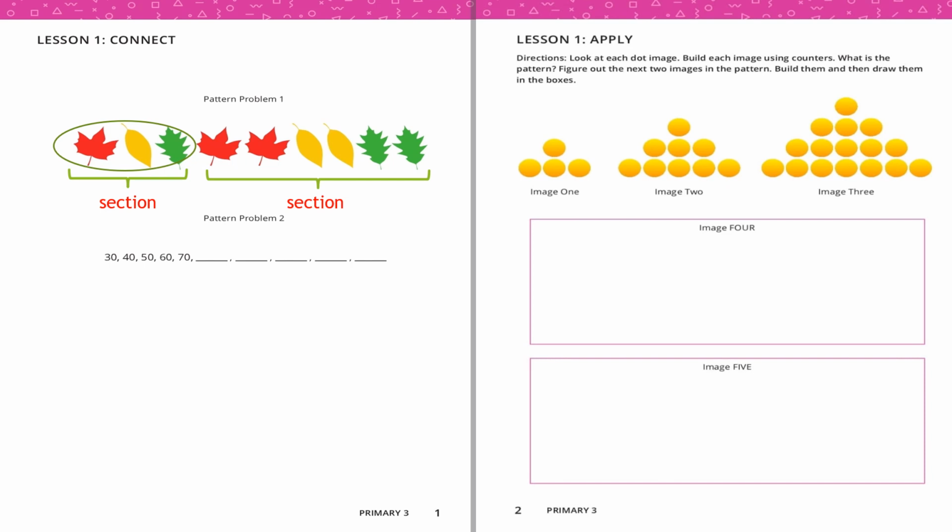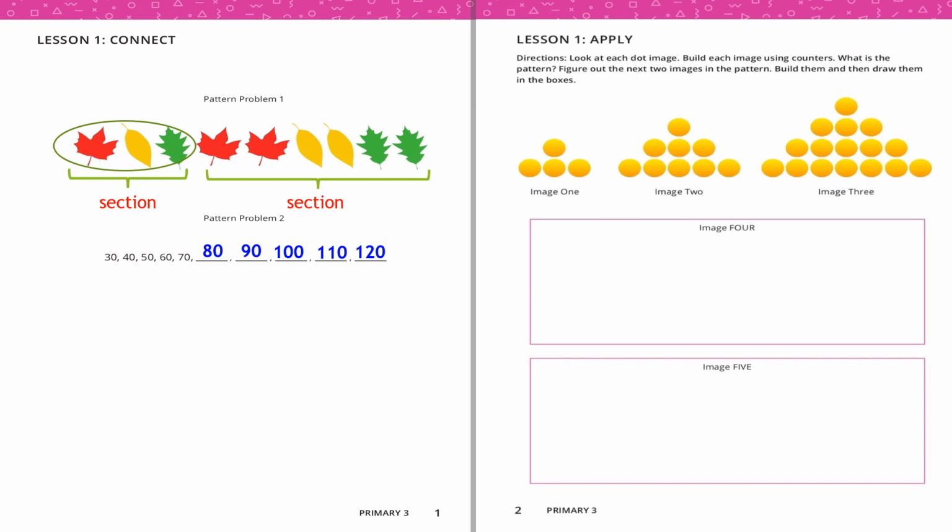Okay. Our number pattern: 30, 40, 50, 60. What's our rule? We are increasing by 10. So our rule is plus 10. What should be the next? 30, 40, 50, 60, 70, 80, 90, 100, 110, 120.